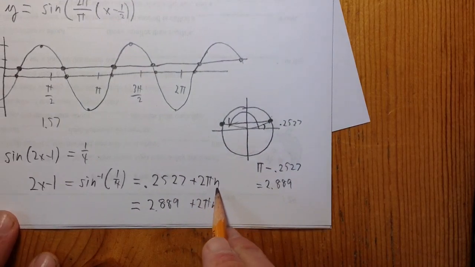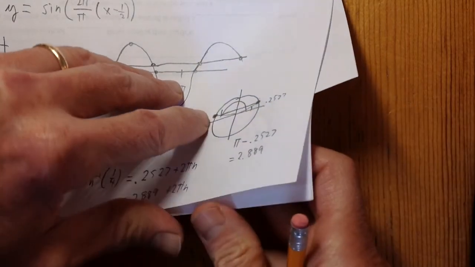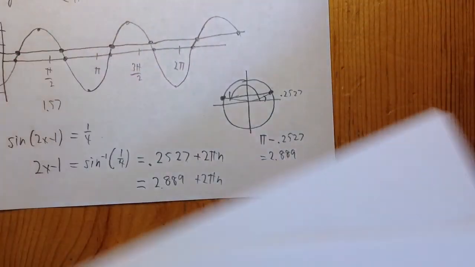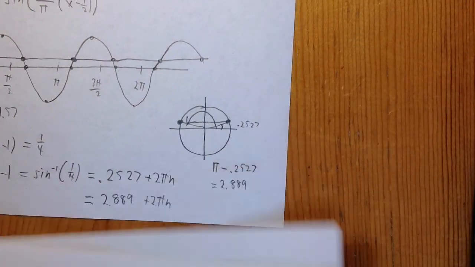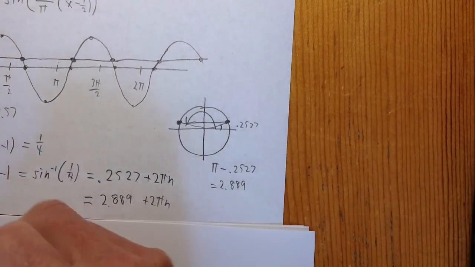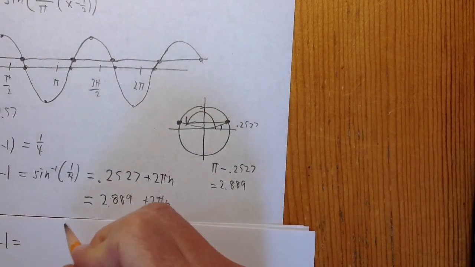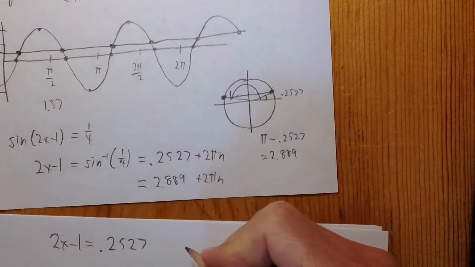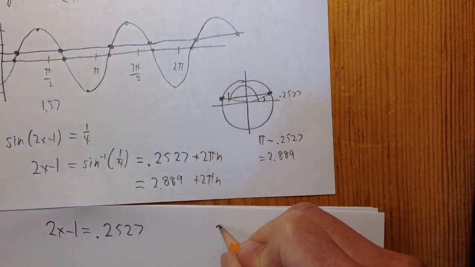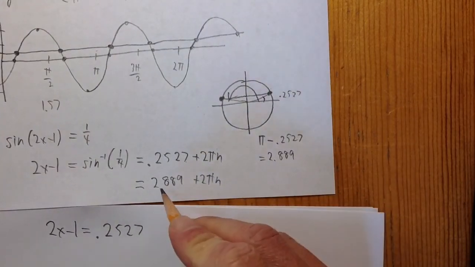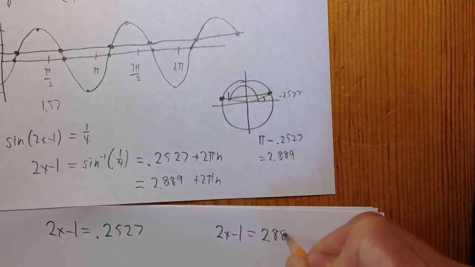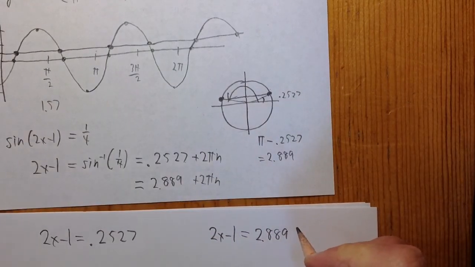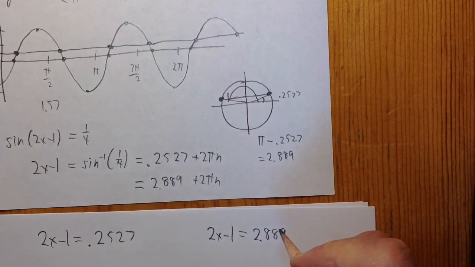What do we choose? There's an infinite number of ones, right? Typically we choose the ones where n is 0. So to solve this, we choose n equals 0, which means we have 2x minus 1 equals this first one. This is the regular solution, the one your calculator spits out. And then we also have the equation 2x minus 1 equals the symmetry solution, which is 2.889, and we solve for what x can be here. What are the possible values of x?